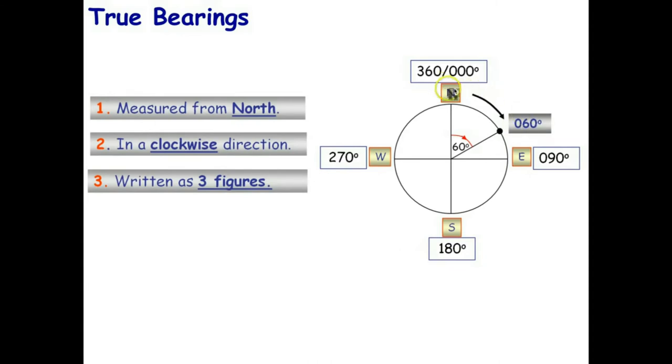So bearings start at the north. That's 0 degrees. Measured in a clockwise direction, that's 60 degrees. East is 90 degrees. South is 180. West is 270. And then back to 0 once again.